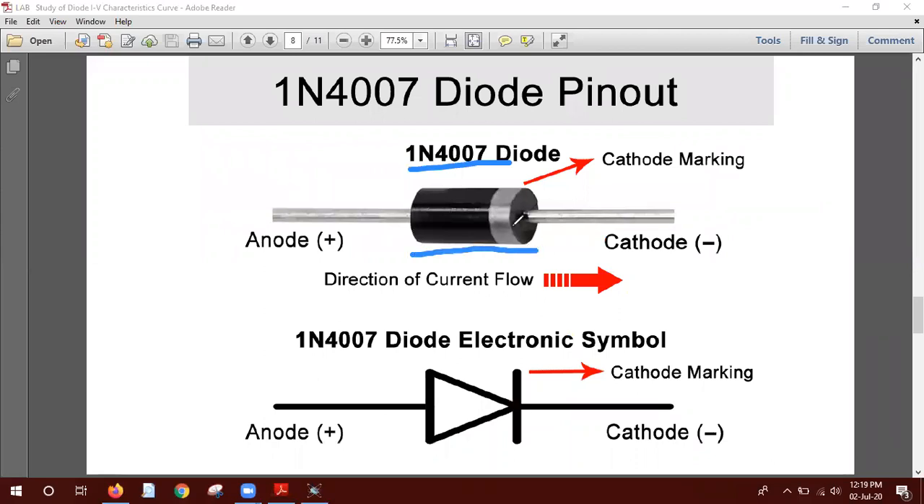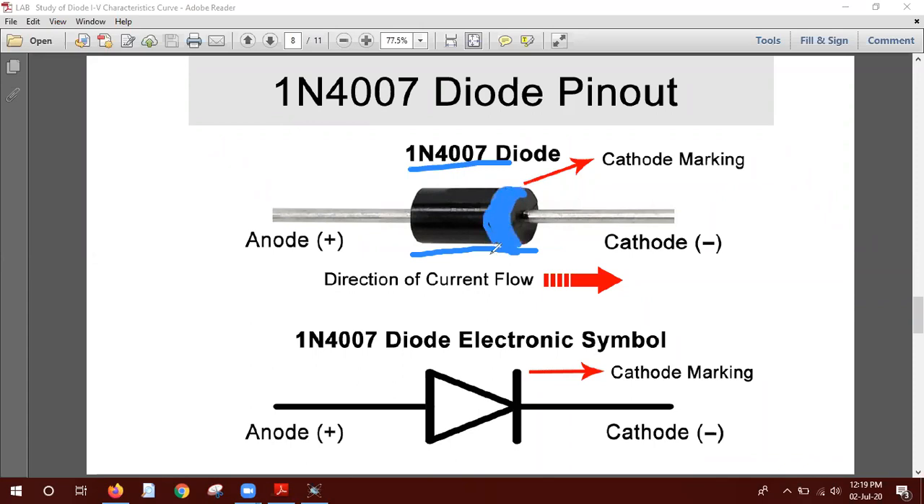You see that this is a strip, this is the cathode marking. This is known as the cathode marking, because if there is no marking, you cannot identify which one is the cathode and anode. But when a strip marking is given here, we can now identify which one is anode and which one is cathode.